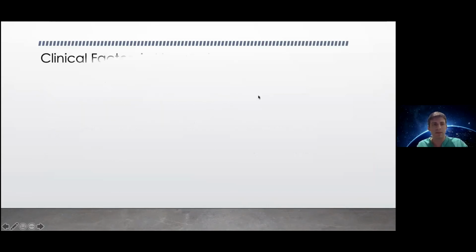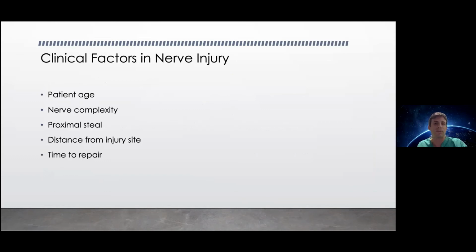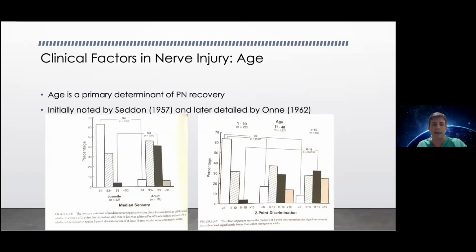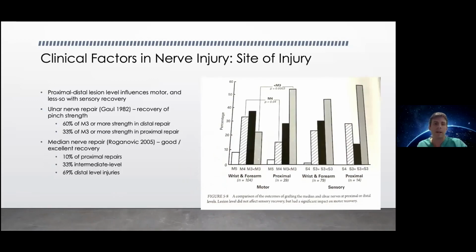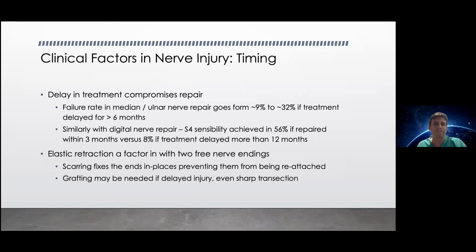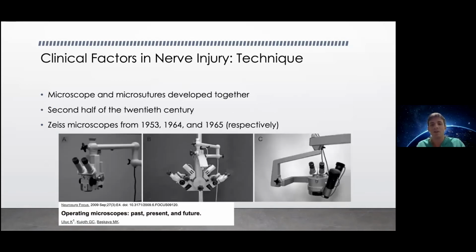Okay, so let's just quickly talk about the clinical factors in nerve injury. Obviously, age is a big factor. Patients who are younger do better. How proximal your lesion is tends to affect the motor more than the sensory recovery in these studies in the upper extremity. The timing of repair, how long you wait before repairing it, also affects how well the patients recover. Although this is a little bit complicated in nerve injuries in continuity, the repair itself has an effect on how well the patient does, and the operating microscope certainly helps.